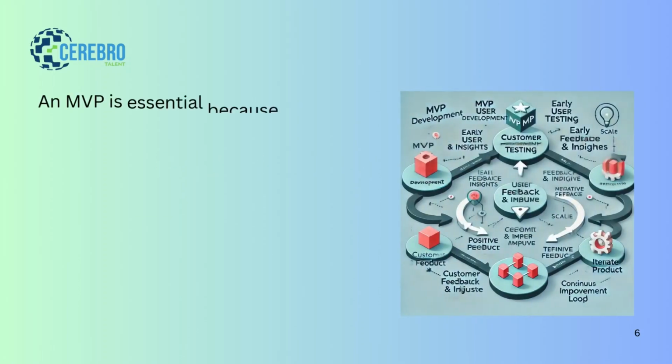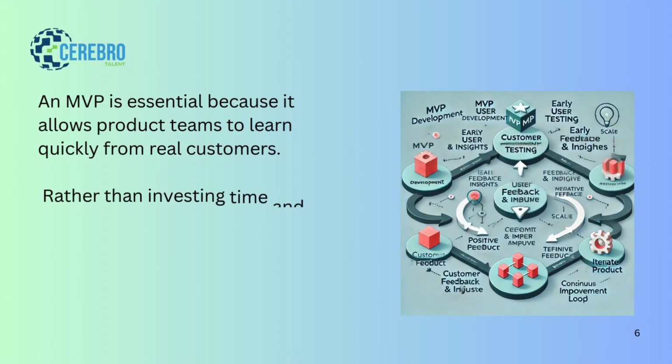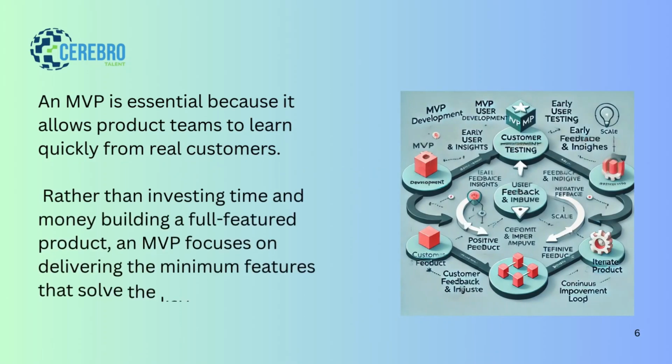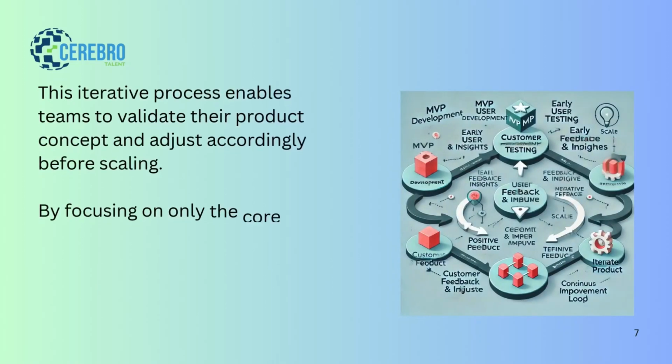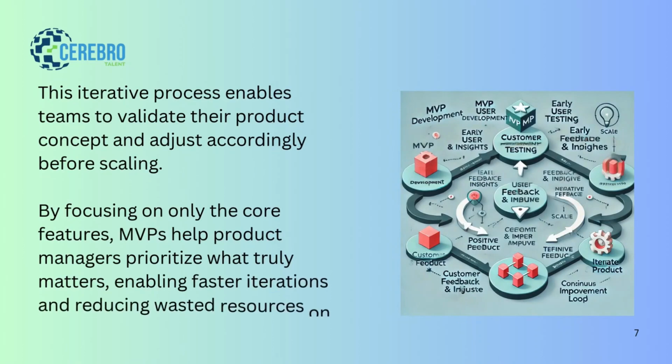An MVP is essential because it allows product teams to learn quickly from real customers. Rather than investing time and money building a full-featured product, an MVP focuses on delivering the minimum features that solve the key problems for early users. This iterative process enables teams to validate their product concept and adjust accordingly before scaling. By focusing on only the core features, you minimize risks and reduce time to market. Ultimately, the goal of an MVP is to gather feedback and insights that help refine the product, ensuring it meets real user needs.